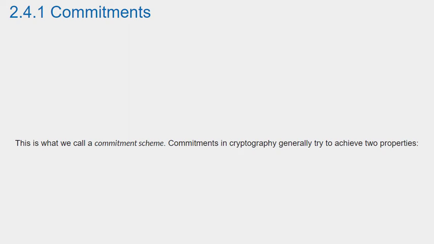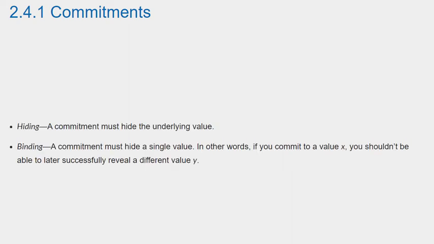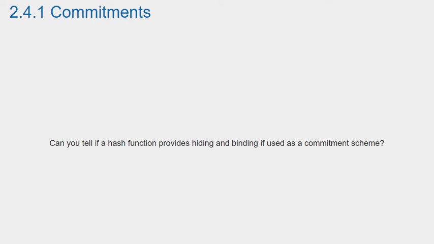Commitments in cryptography generally try to achieve two properties. Hiding. A commitment must hide the underlying value. Binding. A commitment must hide a single value. In other words, if you commit to a value X, you shouldn't be able to later successfully reveal a different value Y. Exercise. Can you tell if a hash function provides hiding and binding if used as a commitment scheme?